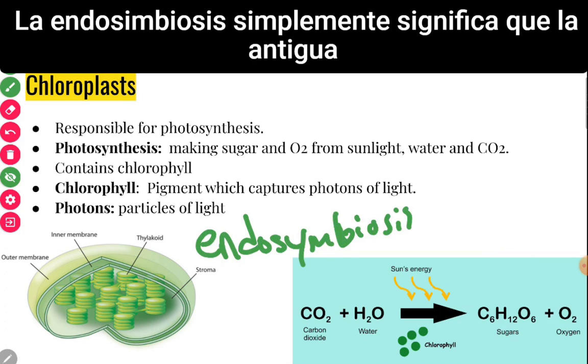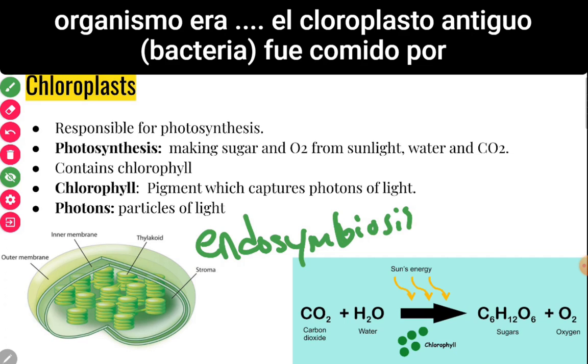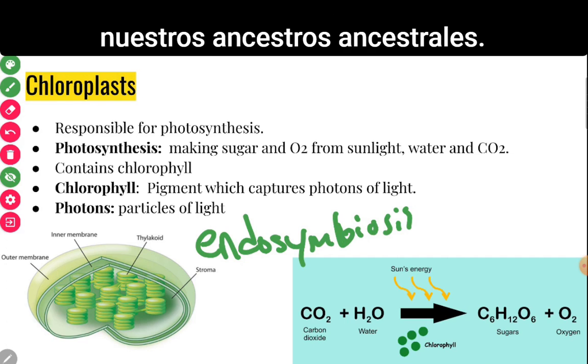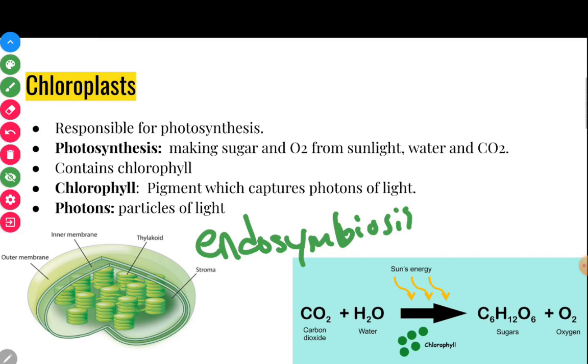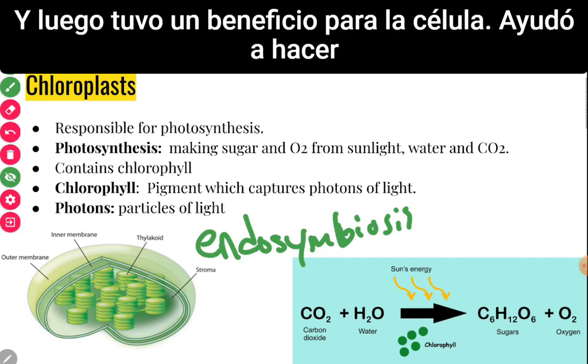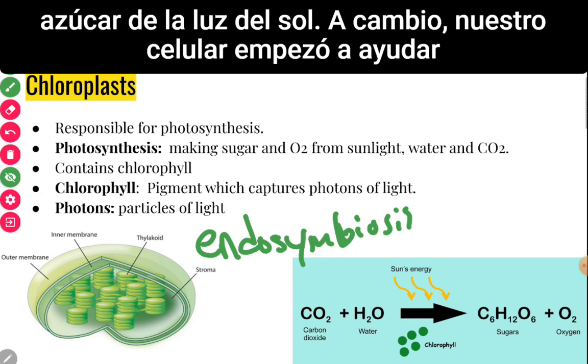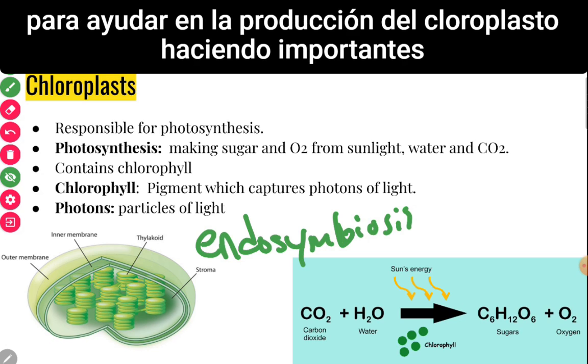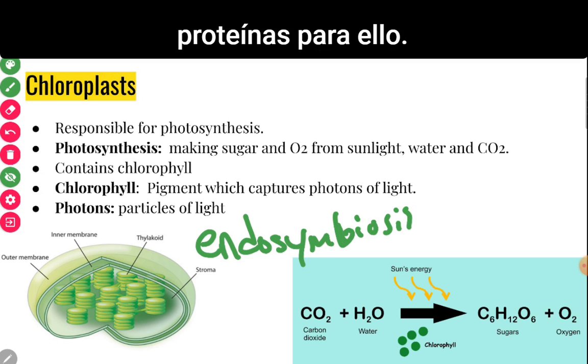symbiosis. Endosymbiosis simply means that the ancient organism, the ancient chloroplast bacteria, was eaten by our ancient ancestors. And then it had a benefit for the cell. It helped to make sugar from sunlight. In exchange, our cell started helping to assist in the production of the chloroplast, making important proteins for it.